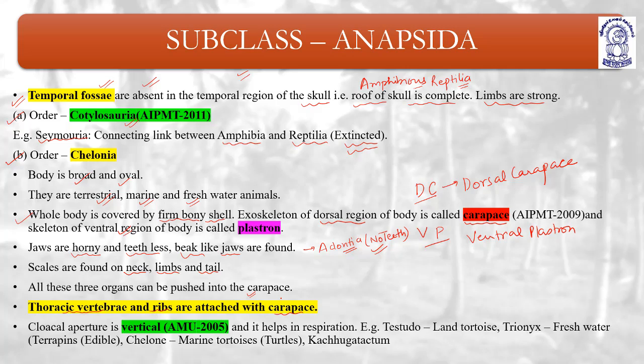Cloacal aperture is vertical, very important. In these organisms, the cloacal aperture is vertical. In the other categories, the cloacal aperture is horizontal. But here, the cloacal aperture is vertical. Understood? Reptiles have a typical cloaca, meaning a true cloaca.